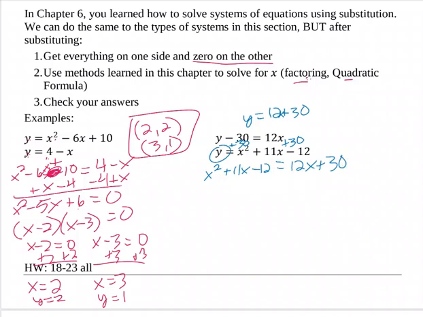So I have x squared plus 11x minus 12 equals 12x plus 30. And we subtract 30 and we subtract 12x. Do everything at the same time. We're going to move everything to the left side because that's where the x squared term is, and we want the x squared term to be positive. So subtract 12x. At the same time, we're going to subtract 30 because we're creating 0 on the right side. All right, what do we have? x squared minus x minus 42 equals 0.